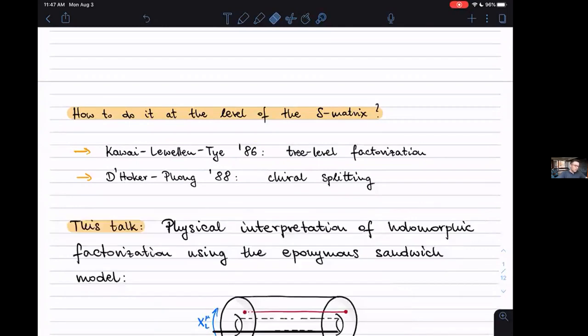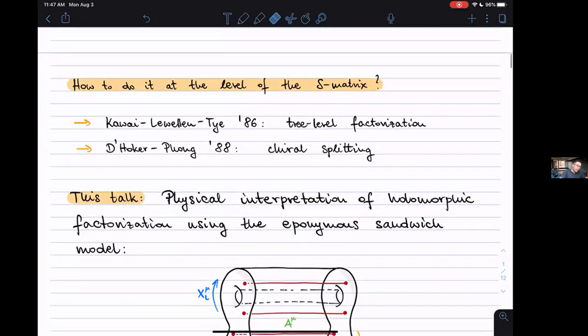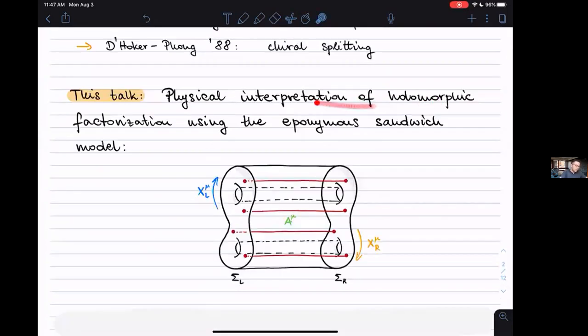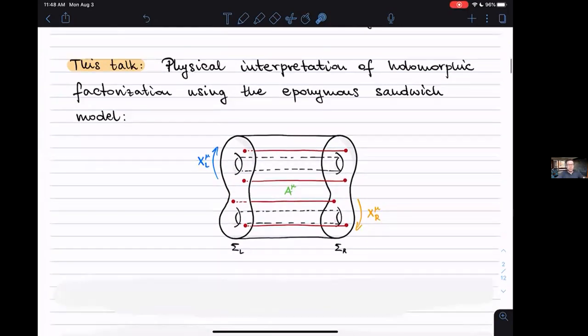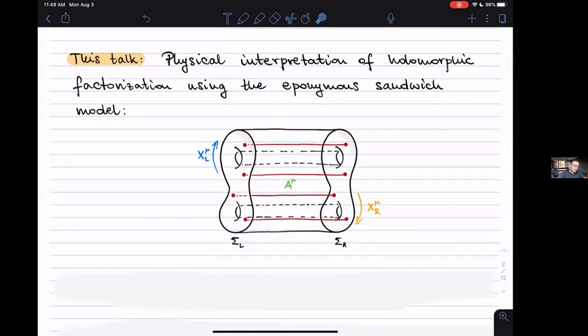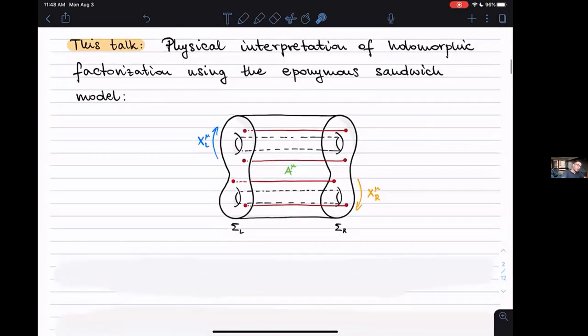So in this talk, what we would like to give you is a physical interpretation of this holomorphic factorization using the eponymous sandwich model. The reason why it's called a sandwich is that there will be some Riemann surfaces which are sandwiched together into a bigger three-manifold. And there will be some fields living in the bulk, and there will be some fields living on the boundary of this manifold, which will be responsible respectively for the left, right movers, and the stuff in between.